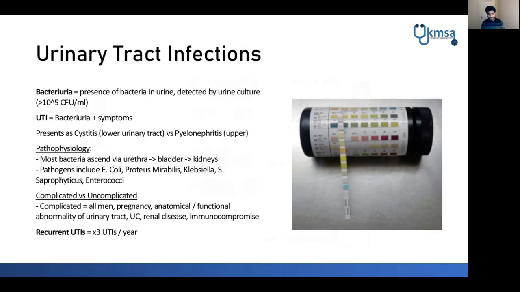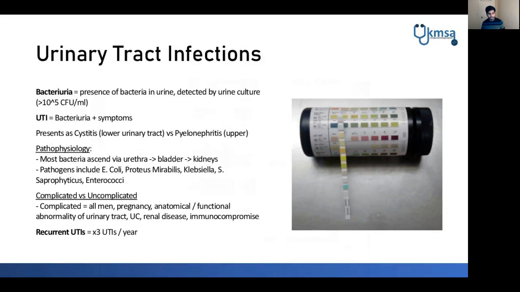So how do we get urinary tract infections? It's almost always via an ascending pathway. We have flora on our skin and around the urethra, and this comes up and affects either bladder or kidneys. And the common pathogens, most commonly by far, is E. coli, and then less common as you go on.